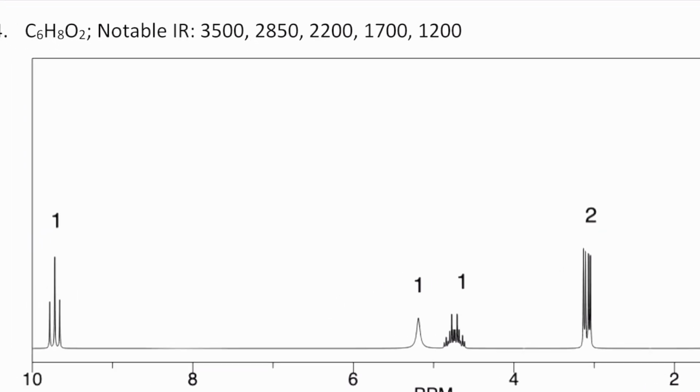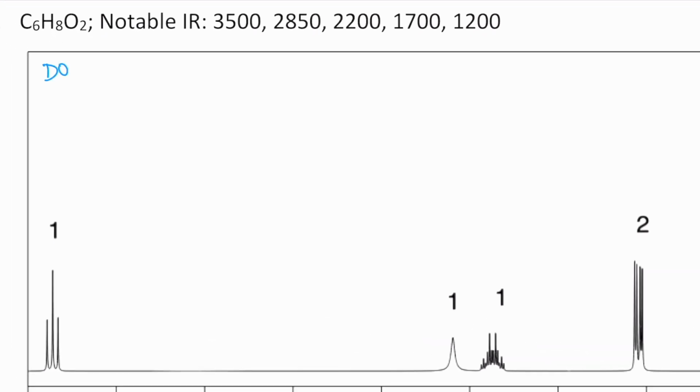As always, start with the degrees of unsaturation. 6 times 2 plus 2 minus 8. 12, 14, 6, I think. 6 over 2 is equal to 3. Okay, so we have 3 degrees of unsaturation.